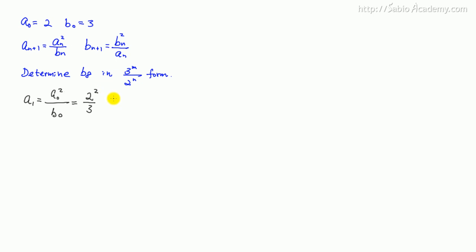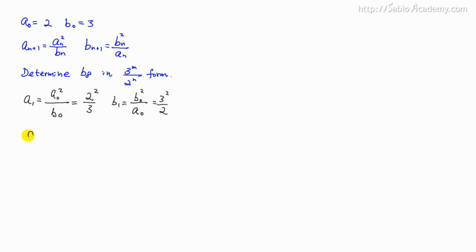Then what is B sub 1? I need to find it because my A sub 2 and B sub 2 will depend on these values here. So B sub 1, again, n is 0 here, so I would use B sub 0 squared over A sub 0. But I know what they are. B sub 0 is 3 squared over A sub 0 is 2. Okay, you may think, oh, I'm getting the pattern here.